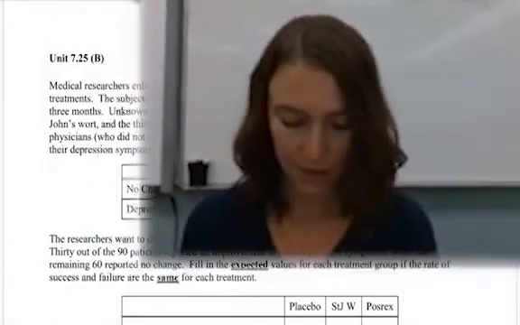Class. Today we're going to be doing section 7.25b, which is a continuation of our chi-squared tests, our hypothesis tests and confidence intervals for AP Stats. So in the last lesson, we went over the chi-squared goodness of fit test. Today we're going to be looking at the chi-squared test for homogeneity.